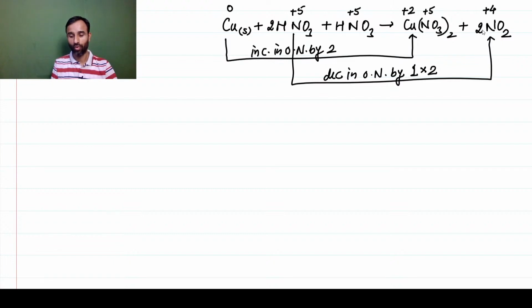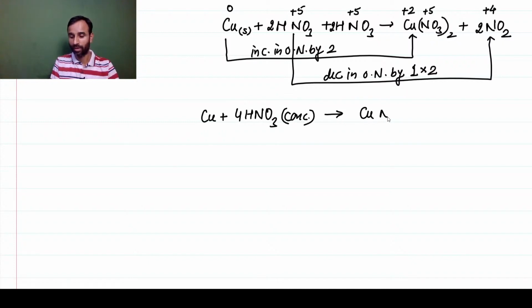So in this way it becomes copper plus, and how many NO3? Twice. So 2. That means 4 concentrated HNO3 to give cupric nitrate plus 2 NO2 and how many H2O? 2.